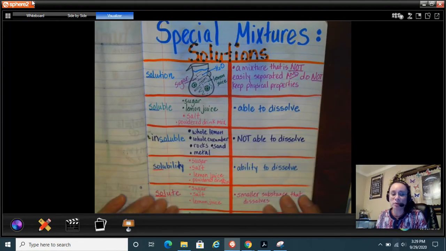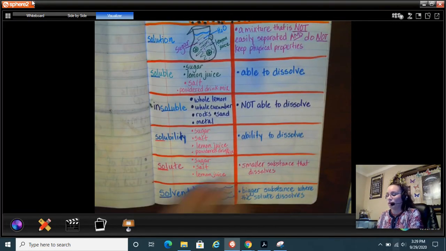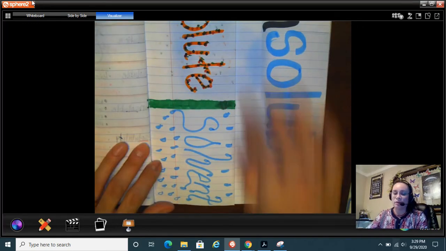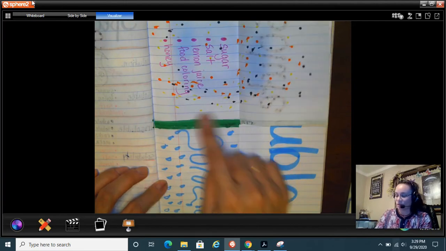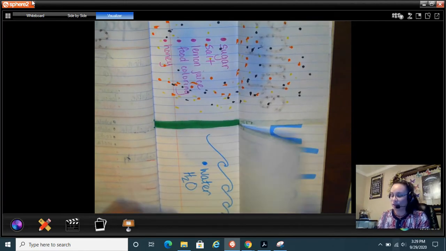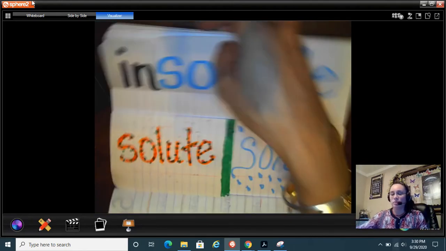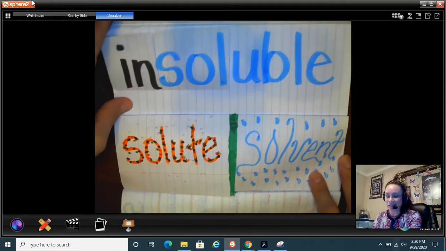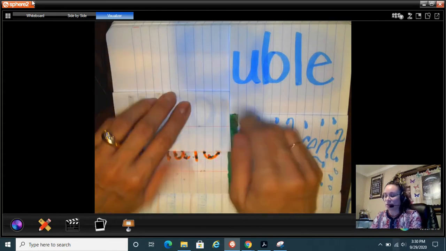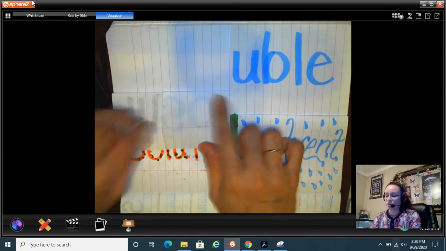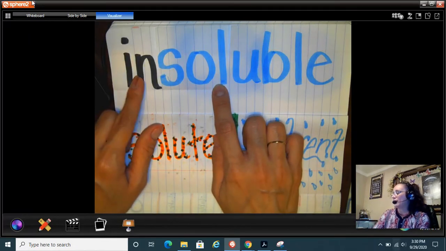You have the vocabulary words, the 6 of them. You turn the page and you should have solute and solvent. Inside, you should have examples of solutes. Inside, you should have an example of a solvent. And then you have the word insoluble. But when I dissect it or cut it in, there's the prefix, another piece, and the last piece. So I can see the meaning of the word insoluble, okay, which means not.